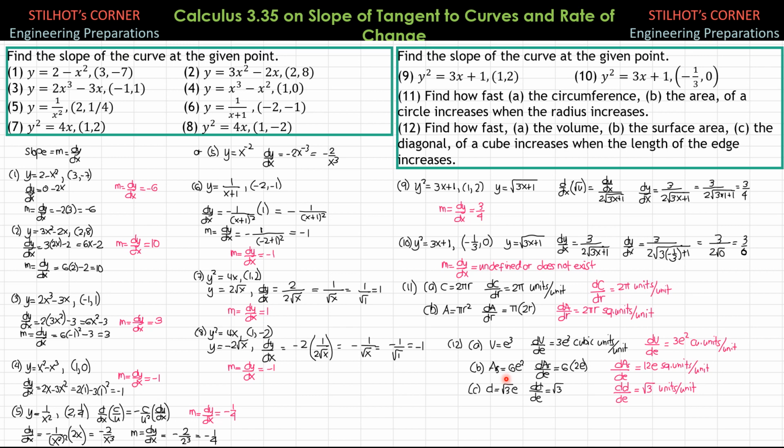Then finally for C, the length of the diagonal of a cube is the square root of E squared plus E squared plus E squared. That would be the square root of 3E squared, and the square root of 3E squared is E square root of 3, or square root of 3 times E. So the derivative of the diagonal with respect to E is the constant square root of 3 units per unit. So that's it for this video.